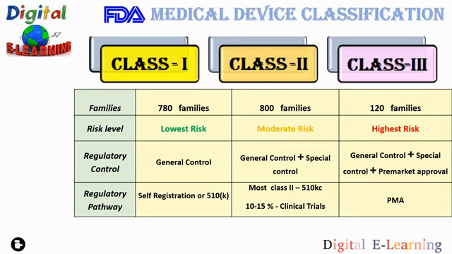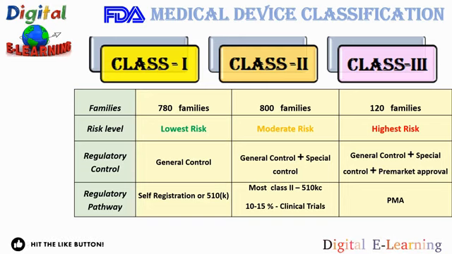As far as class 2 medical devices are concerned, these are those where general controls are not sufficient to assure the safety and effectiveness of medical devices, and you need special controls as well. There are around 800 families of medical devices out of 1700, which is approximately 43% of the medical devices. They mostly require the 510K submission, but 10 to 15% of devices do require clinical trials as well. And they are the moderate risk devices.